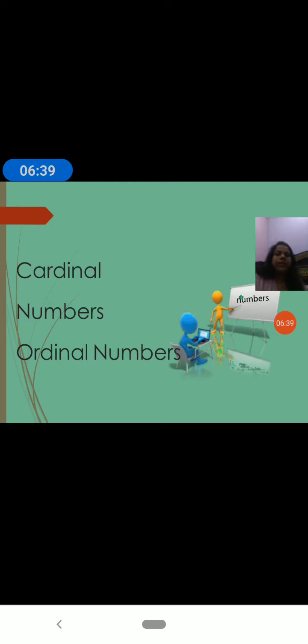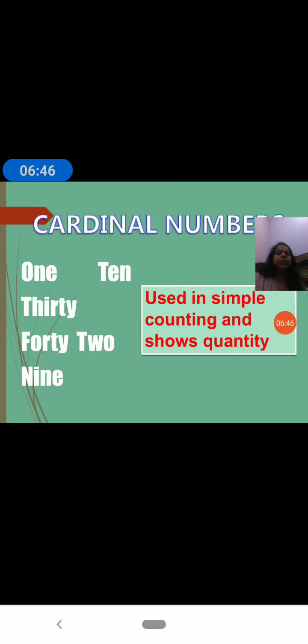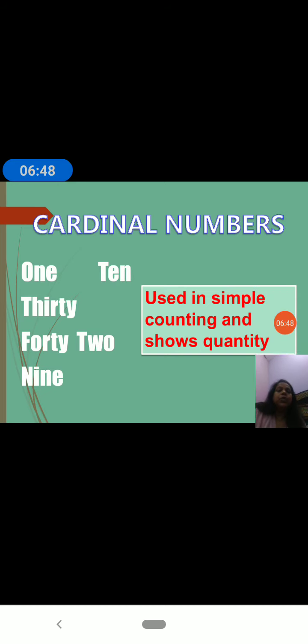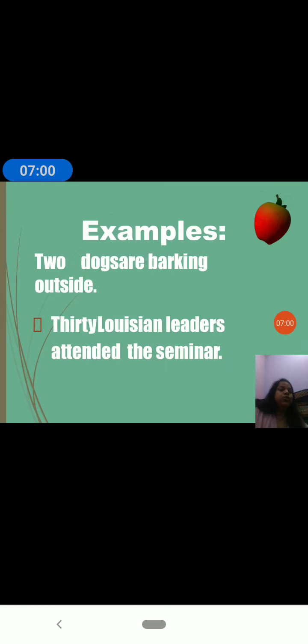Cardinal numbers and ordinal numbers. Cardinal numbers are used in simple counting and show quantity, like 1, 10, 30, 40, 2, 9. For example, 2 dogs are barking outside. 30,000 leaders attended the seminar.